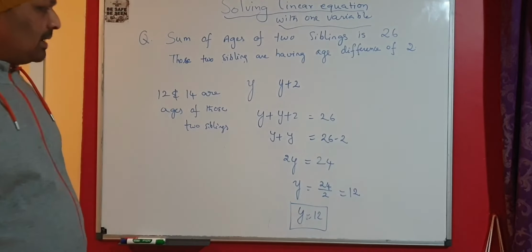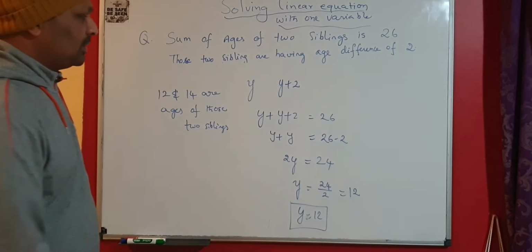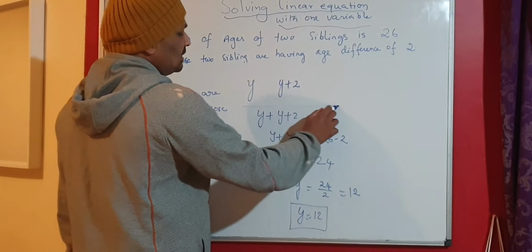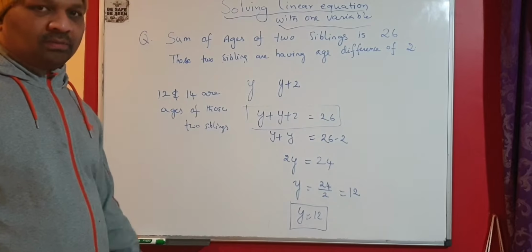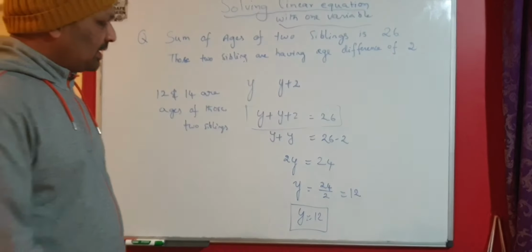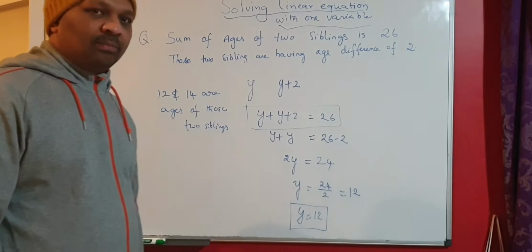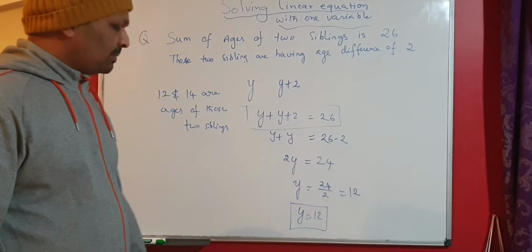Okay, the trickier part is how we produce this equation, how we derive this equation. That's the trickier part. Once you get to this stage, it's fairly simple to further simplify it and find the value of the unknown quantity. In this case, the unknown quantity is y.